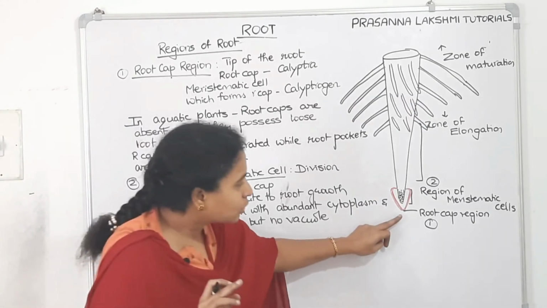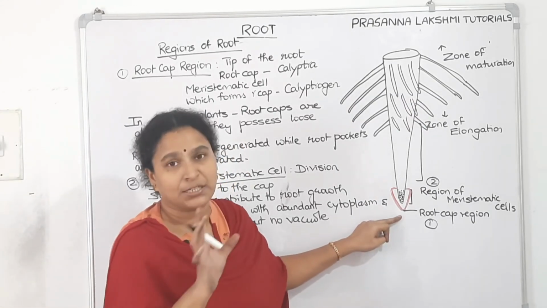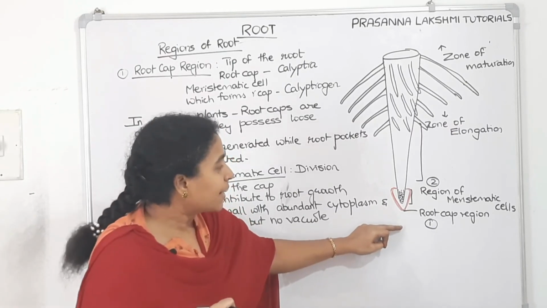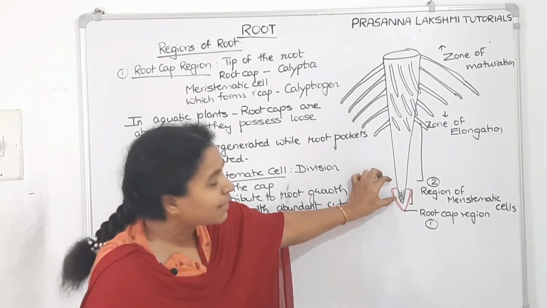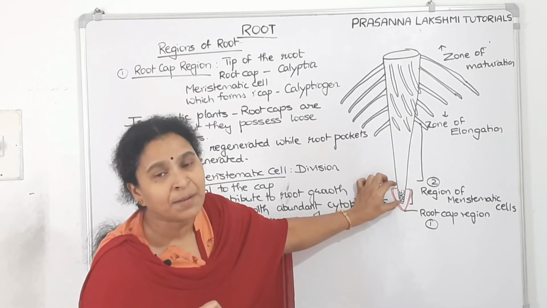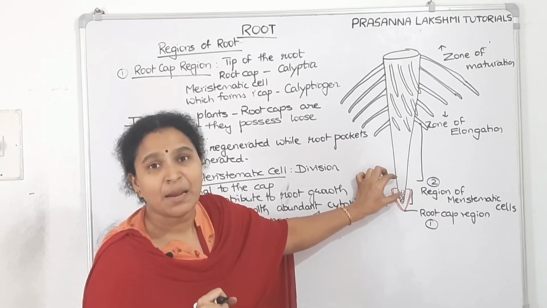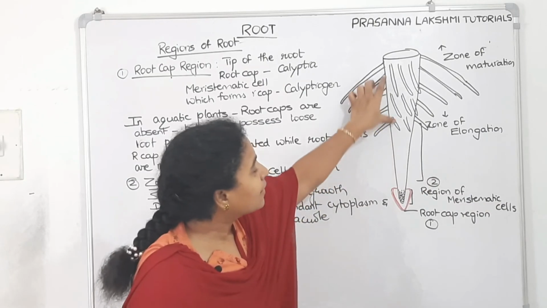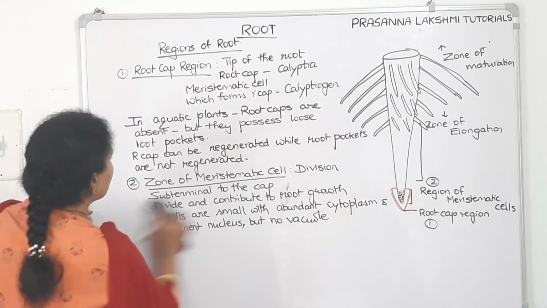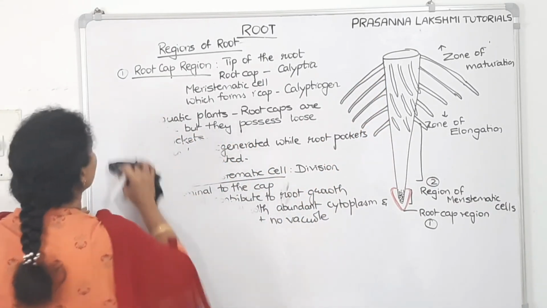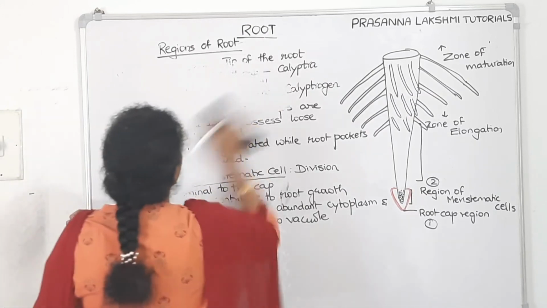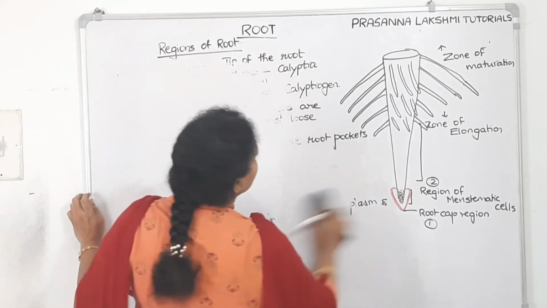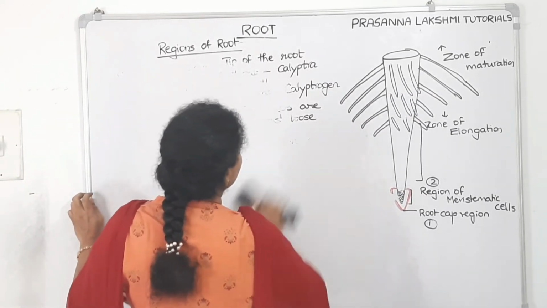So children, the first zone is a root cap zone which protects the tip of the root. The second zone, subterminal, is a meristematic zone. Meristematic cells are actively dividing and they increase the cell number, they help in the cell growth. Now the next region is a zone of elongation and the next region is a zone of maturation. Let us discuss these two zones also. So the third region is zone of elongation.